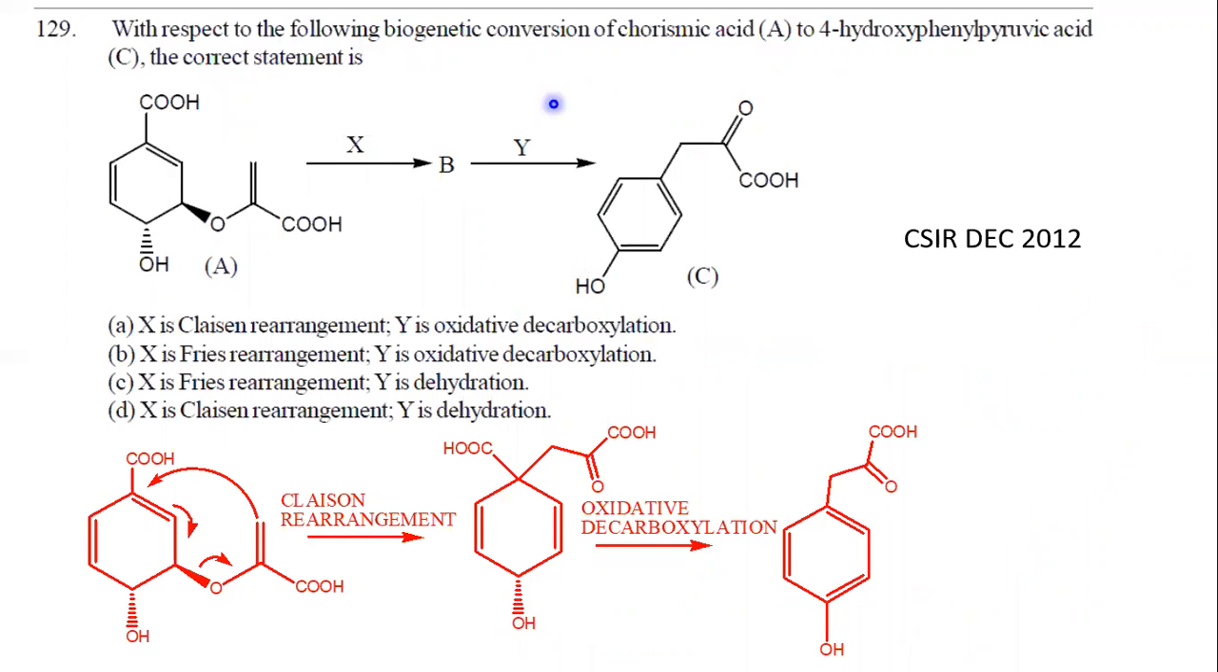And with respect to the following biogenetic conversion of chorismic acid A to 4-hydroxyphenylpyruvic acid, the correct statement is, this is the given substrate. With this substrate, what we can do is Claisen rearrangement. This Claisen rearrangement is the 3,3 sigmatropic rearrangement involving the system of allyl and vinyl ether. This is the vinyl group, this is the allyl group. Do the 3,3 sigmatropic rearrangement reaction, then you will get this. Then this would undergo decarboxylation followed by oxidation, which will give the final product. So the answer for this is the Claisen rearrangement and oxidative decarboxylation will convert B to C.